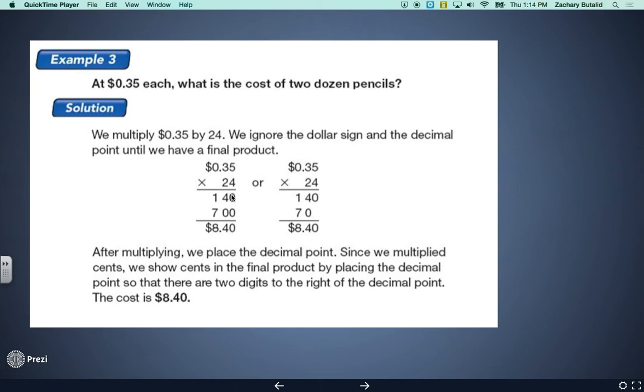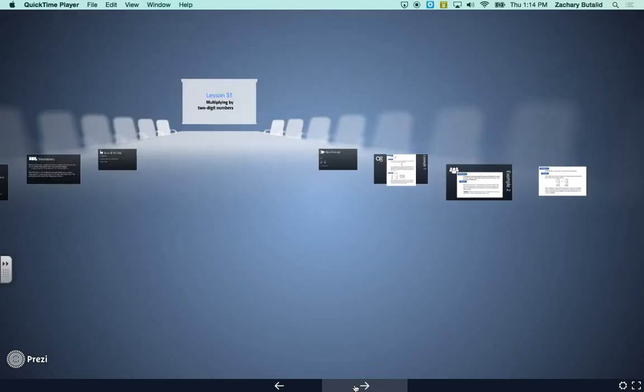All right, so after we get our final product, which is 840, since we're using cents and dollars, you go 2 spaces from the right and then put in your decimal point. Okay, easy way to look at it is you count the decimal spots from the top. There's 2 spaces that I have, therefore I'm going to put 2 spaces right here. All right, so our final total is $8.40.